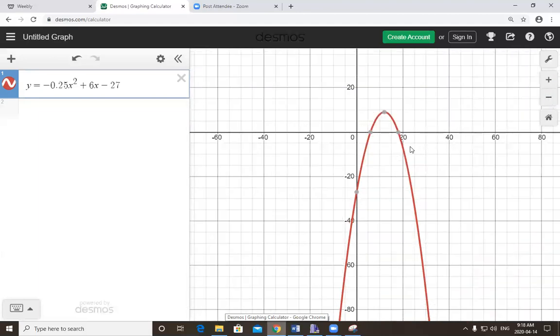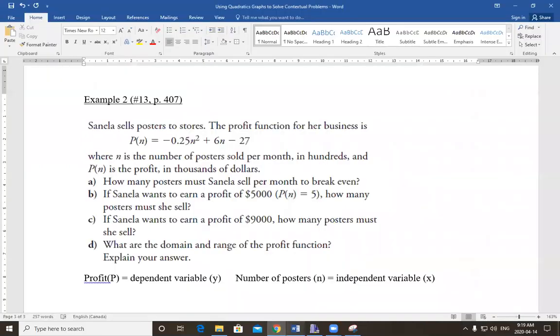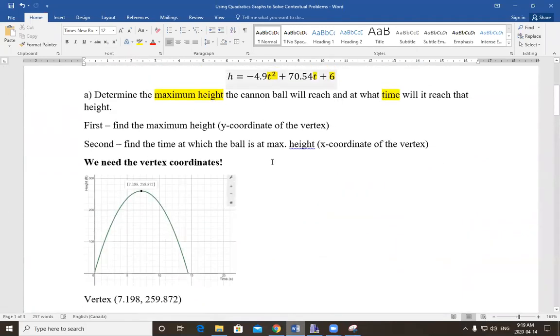But you're thinking that we can't have negative, we always have to hang out in quadrant 1. But in this case, P is profit. And of course, if they don't sell any posters, it does cost money to sell posters. So if Sanella wasn't going to sell any posters, she would actually lose the $27,000. So that would represent lost profit based on not selling any posters. So even though we are hanging out in quadrant 1, this negative 27 does mean something because of the context. The context is P is profit. If we go back to example 1, H was height and time was x.